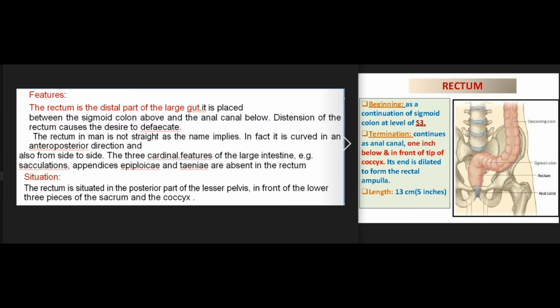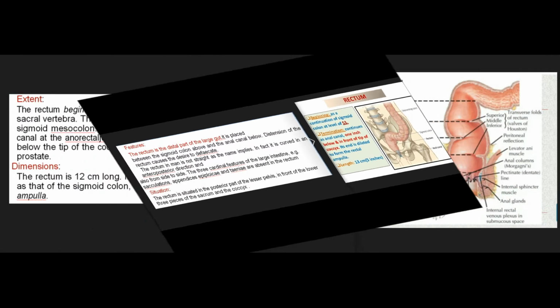The three cardinal features of the large intestine, e.g. saculations, appendices epiploicae and taeniae, are absent in the rectum. Situation: the rectum is situated in the posterior part of the lesser pelvis, in front of the lower three pieces of the sacrum and the coccyx.